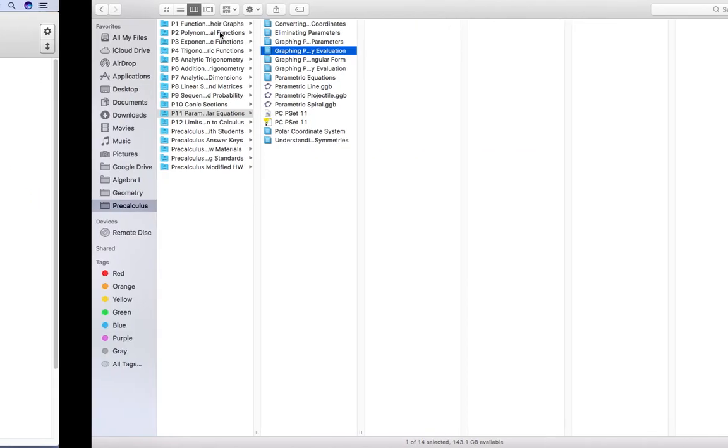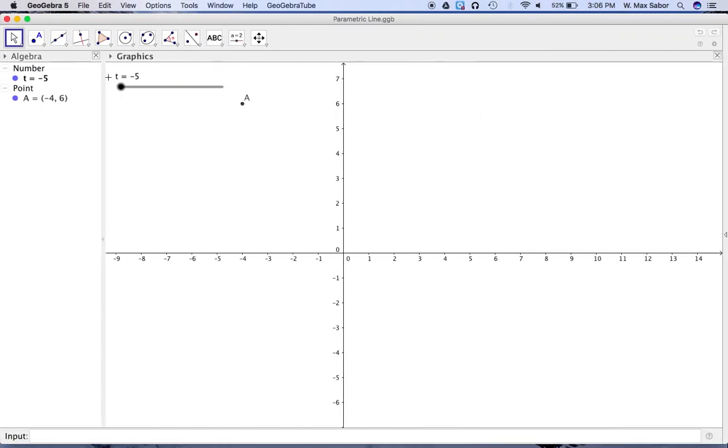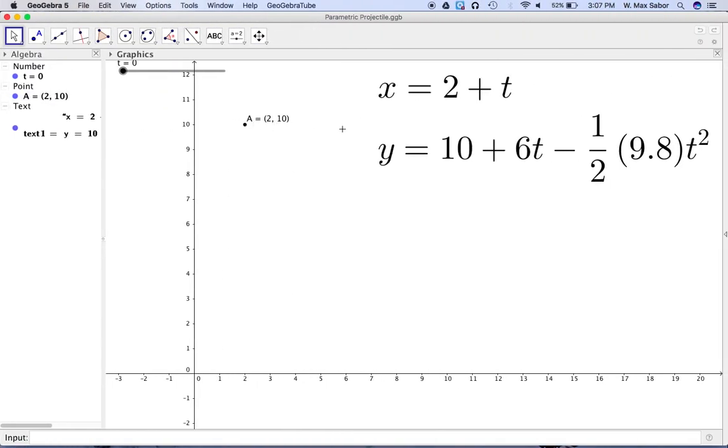Just to give you a better sense of what parametric equations look like, here is an example where a line has been defined by a parametric equation, and by plugging in different values of t, I get the point moving. Here you see a projectile motion where you have x changing linearly and y changing quadratically, and as we change t, it goes up, and then the value decreases. So this is an idea of the projectile.